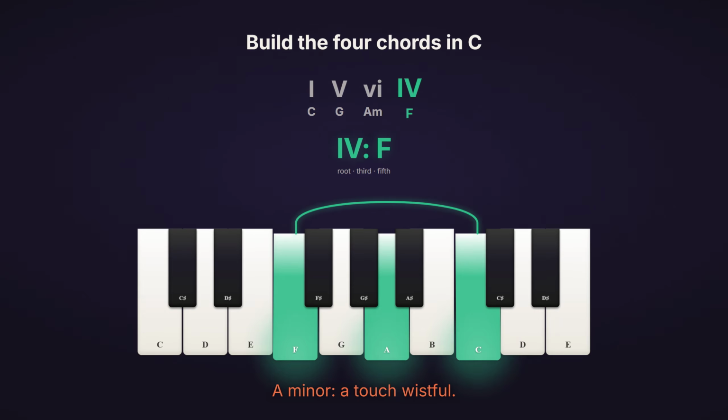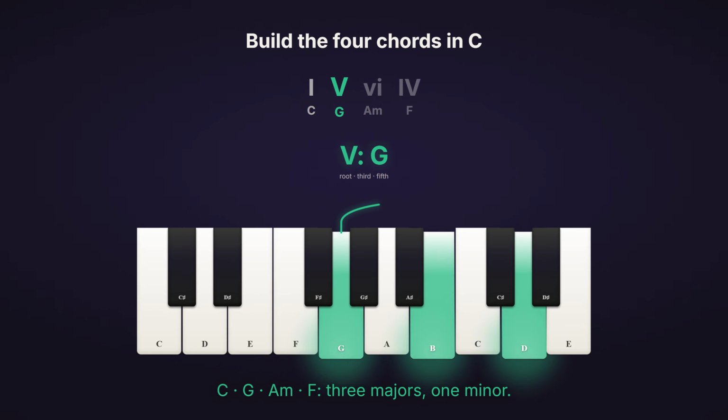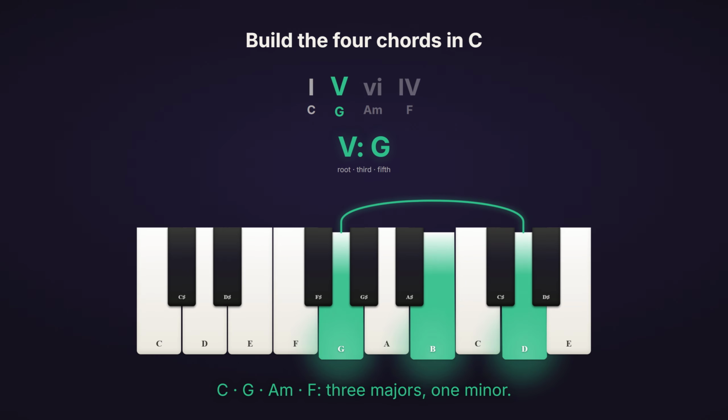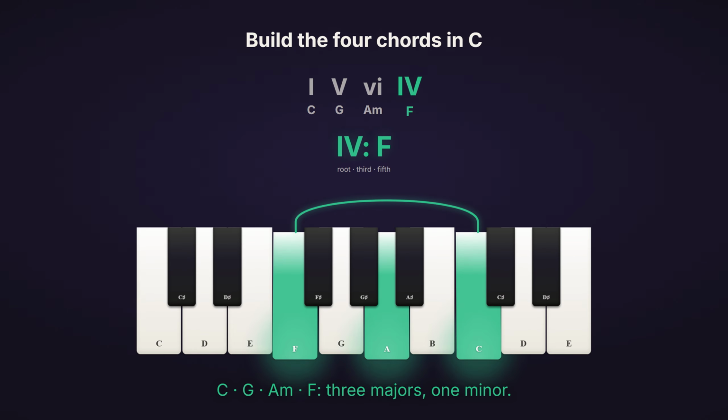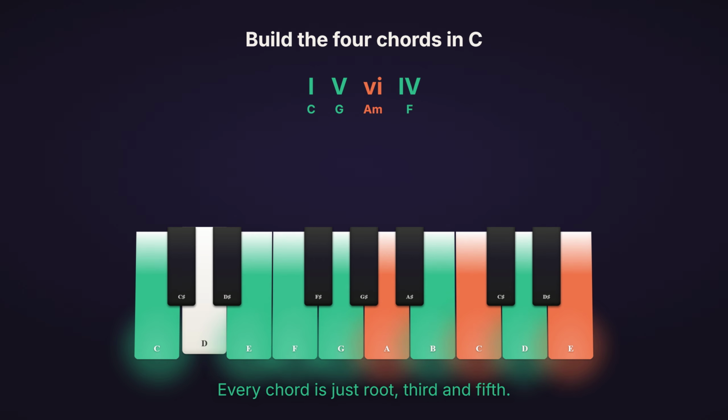Finally, the 4 chord. Build on the 4th note, F, and you get F, A, C. That is F major, warm and open, the sound of a window swinging wide. We mark it 4. 1, 5, 6, 4. C, G, A minor, F. Three bright majors and a single minor, and every one of them is just root, 3rd, and 5th.